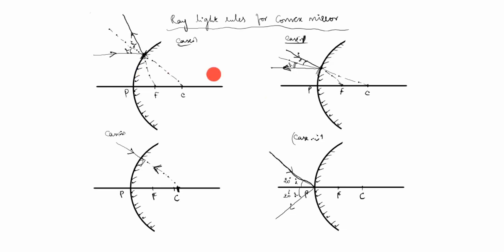These three cases only we will use for image formation by a convex mirror for different positions of the object. This case won't be used for the image formation of the convex mirror. Next class, we will see the image formation by concave and convex mirrors.